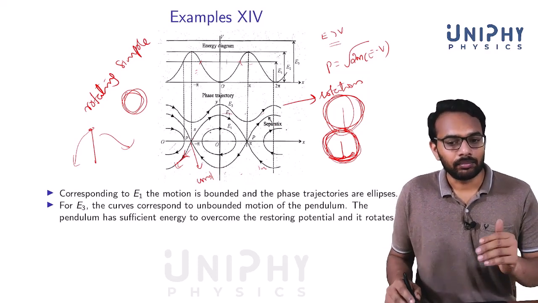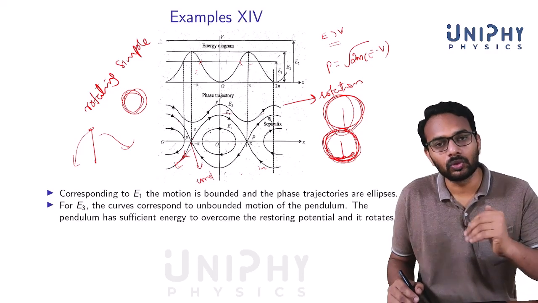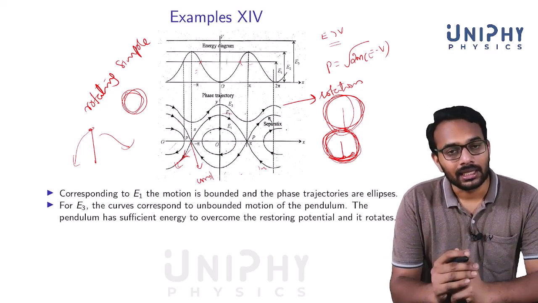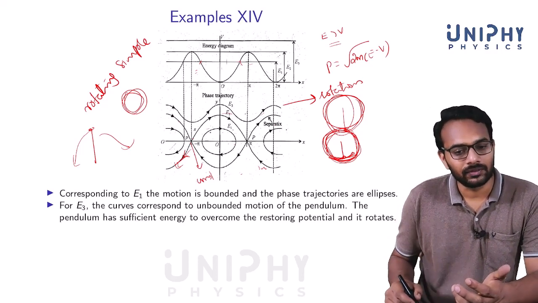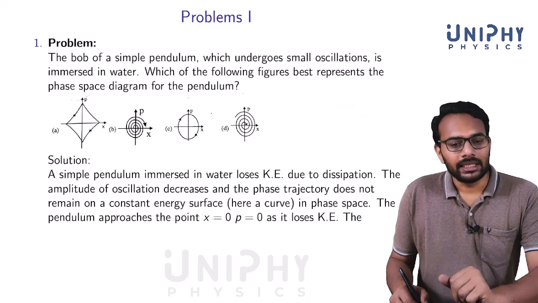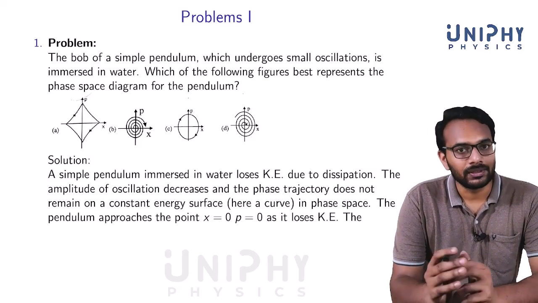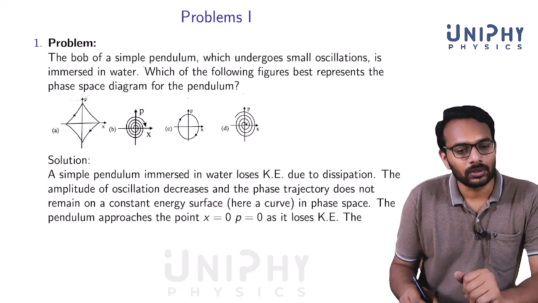We just plotted the potential energy. We plotted the different energies. We drew different lines corresponding to the different values of energy, and we saw the different cases. Okay, now to the next problem. This problem was asked in one of the previous NET exams. You see how easily we can solve this problem.